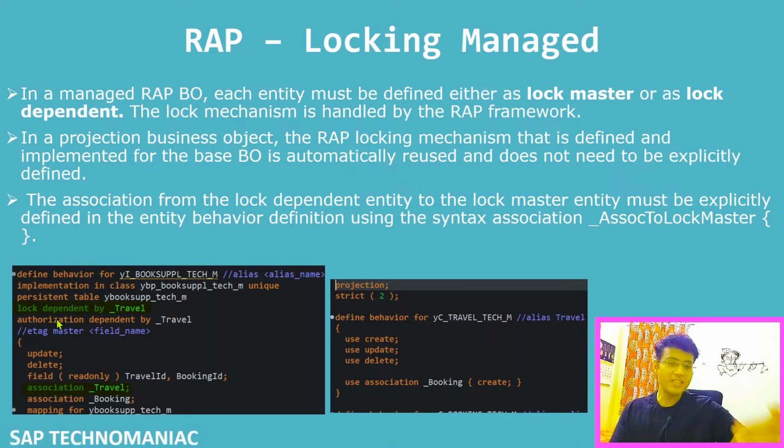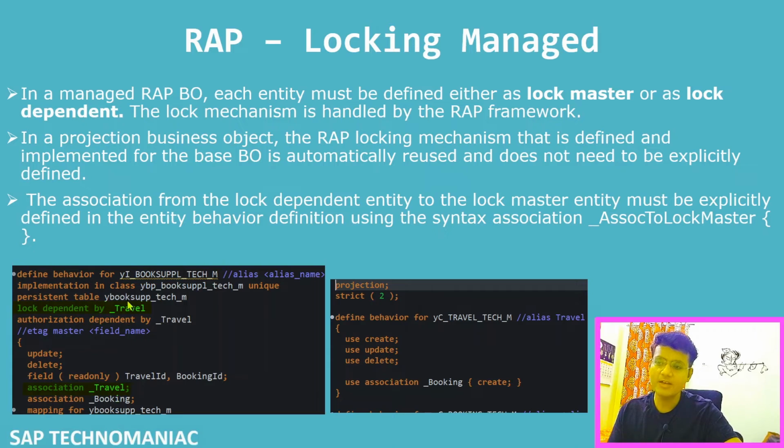And in the child instance, you have to define lock dependent by, you have to give the association name, your root entity or master lock, wherever you define the lock master, that particular association name you have to give. And one more important thing, when you use this lock dependent by entity in the lock master, then you have to explicitly define the association in your behavior. In this case, association underscore travel I have already defined.